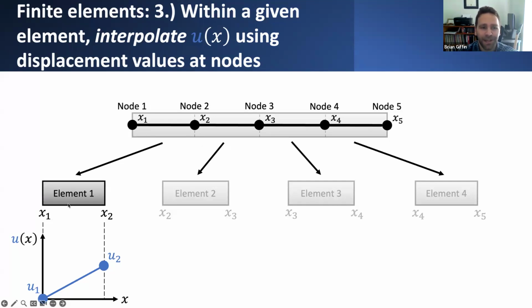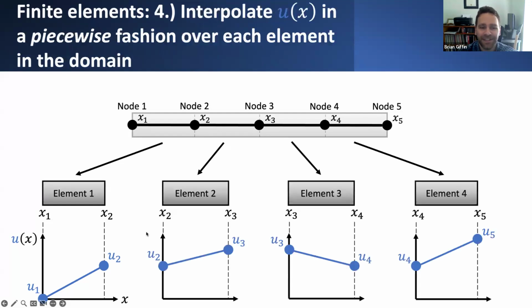And local to element 1, I can say something about how the solution varies within this element. If I know that at node 1, I have a displacement value of u1, at node 2, I have a displacement value of u2, then within this element, I assume a simple form of interpolation that just linearly ramps up the displacement from u1 to u2. Very simple. And I can do this individually within each of these different elements. So in element 2, I linearly interpolate the values of u2 and u3, the values of the displacement at nodes 2 and 3 that terminate element 2, and so forth.